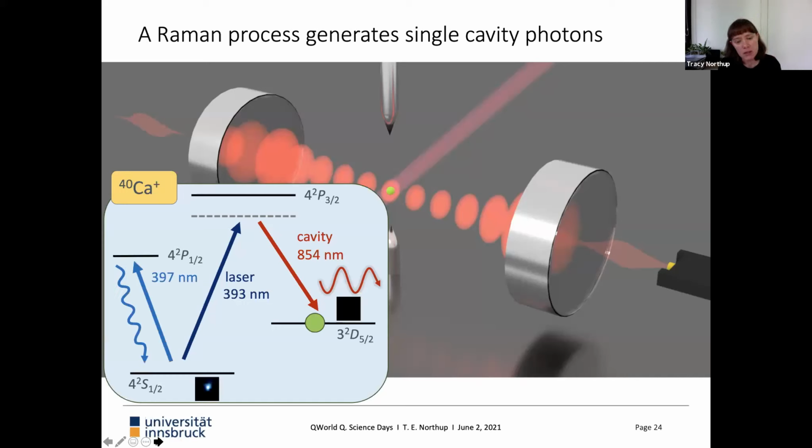And we can also tell which state we're in by looking at atomic fluorescence. So this is a case where I've now introduced another state on the left-hand side that's labeled P1/2. And if we drive fluorescence to that state, we're only going to see fluorescence if we're in the S1/2 state, but we won't see fluorescence of the ion. It will be dark if we're in the D5/2 state.